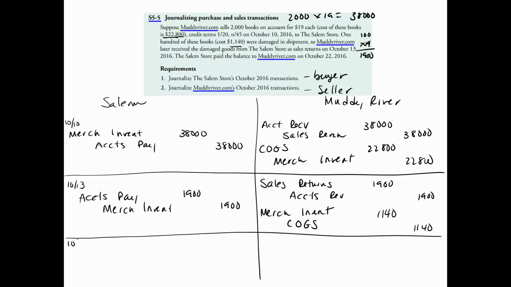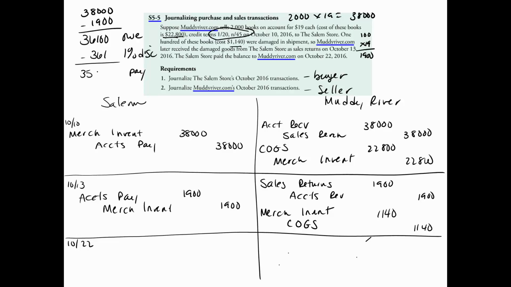And then on October 22nd, Salem pays Muddy River. So for Salem, they're paying their accounts payable. For Muddy River, they're receiving on their accounts receivable. So they bought $38,000 worth of stuff, and then they returned $1,900 worth of stuff. So the amount that's sitting on their accounts payable, the amount that they owe, is $36,100. I think I put an extra zero there. $36,100. And then they're going to take that 1% discount. Remember, the terms here are 1/20, net 45. So if they take a 1% discount, that means they're getting a $361 discount. So the amount that they're actually going to pay in cash is $35,739.